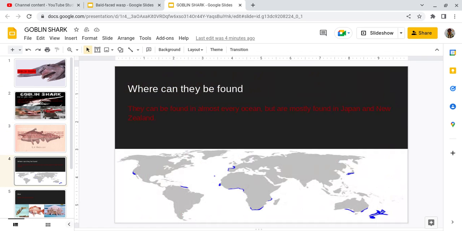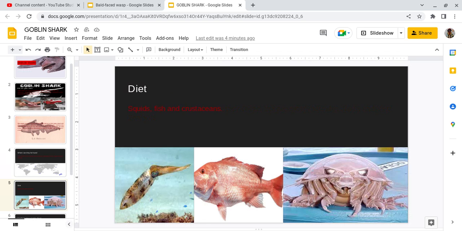Where can they be found? They can be found in almost every ocean, but are mostly found in Japan and New Zealand. Diet: squids, fish, and crustaceans.